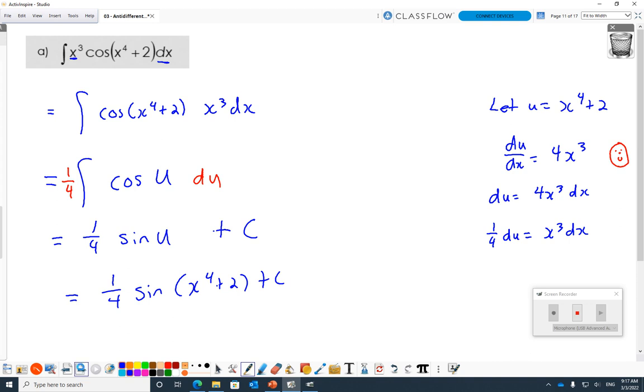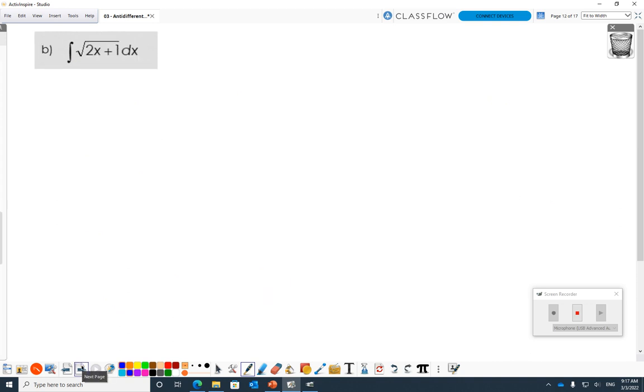Let's look at another one. Integral of root 2x plus 1. And you know what? Any of these ones that have an inside like this, it's awfully tempting just to try it and see if this helps. Let u equal 2x plus 1. Just let u equal the inside of whatever function. The part that would have to be chain ruled.